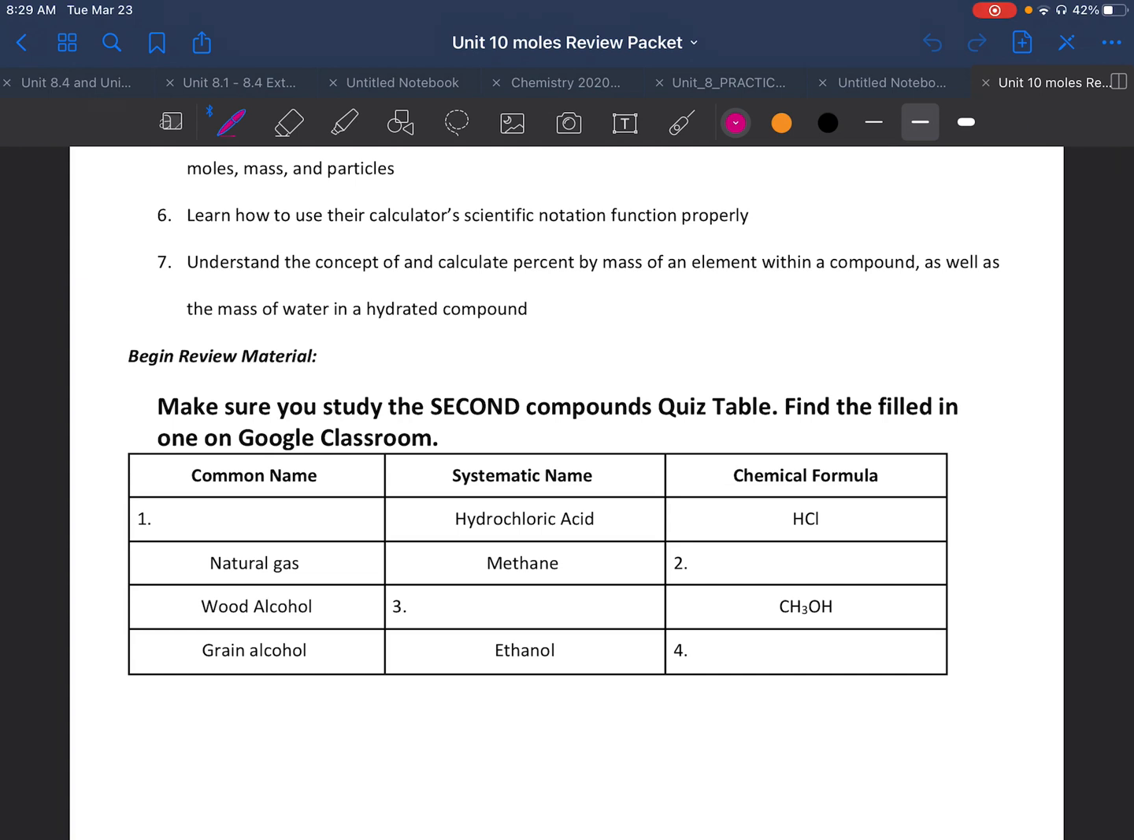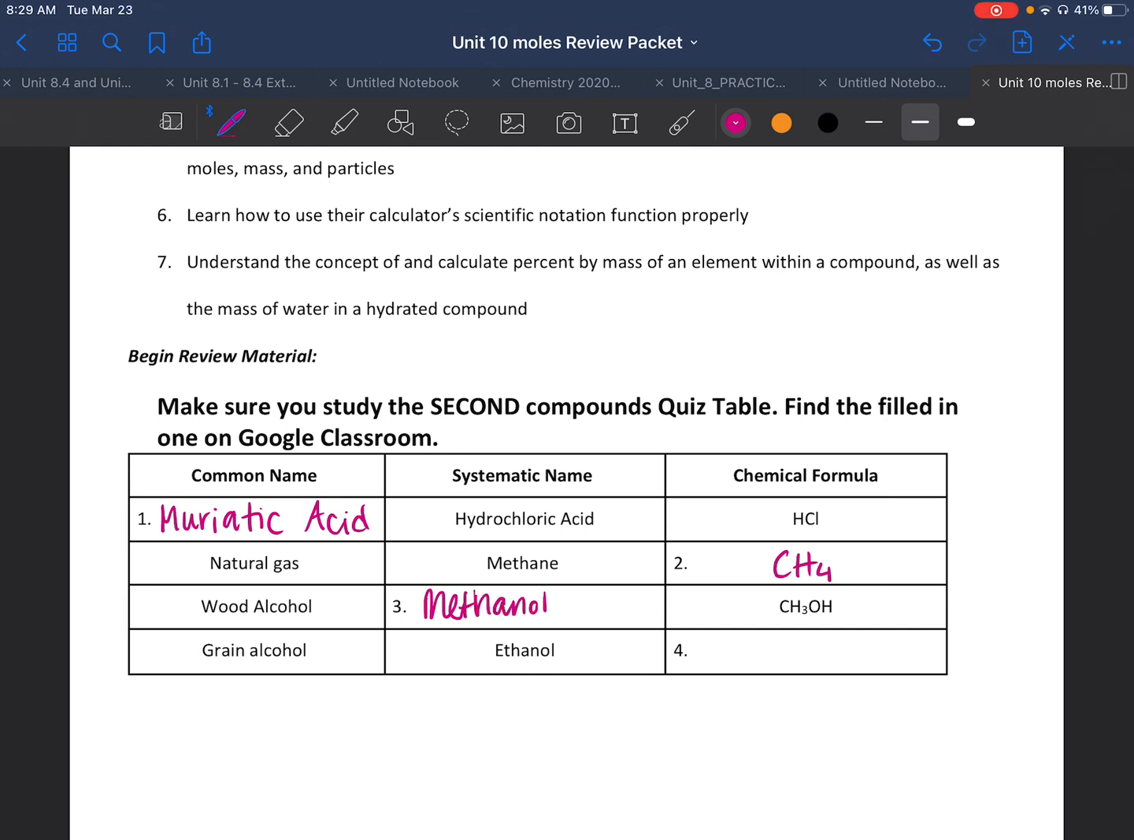But the common name for hydrochloric acid, or HCl, is muriatic acid, spelled MURIATIC and then acid. And remember, spelling does count here. Then, when we're talking about natural gas or methane, the chemical formula for that is CH4. Then we have what's called wood alcohol, but the systematic name for that is methanol.